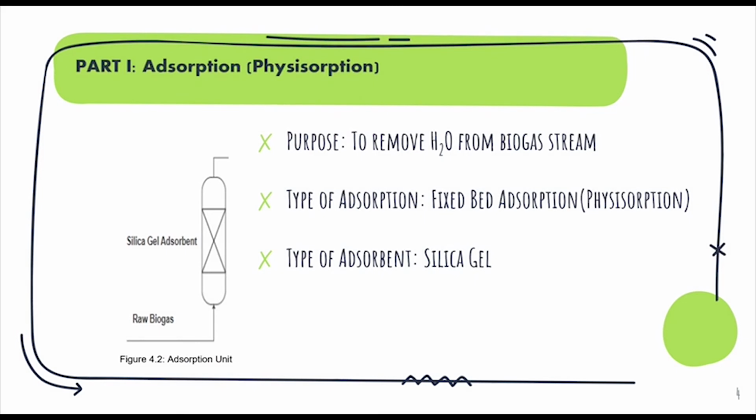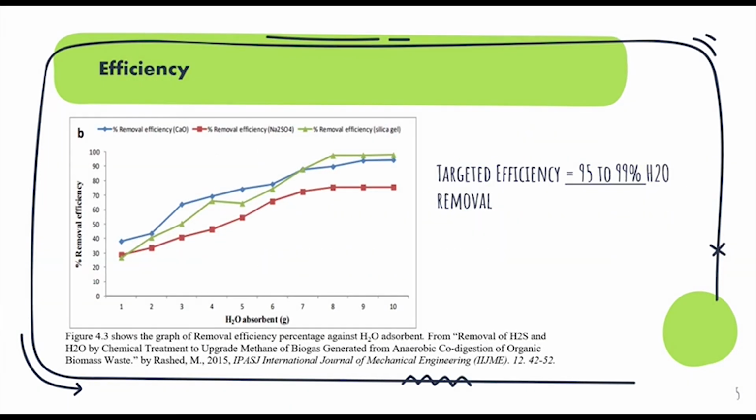In part 1, the process is adsorption, and the purpose of this is to remove H2O, which is water, from the biogas stream. The type of adsorption that will be used is fixed bed adsorption, and the type of adsorbent is silica gel. By referring to the graph in figure 4.3, the targeted removal efficiency of H2O is between 95 to 99%.